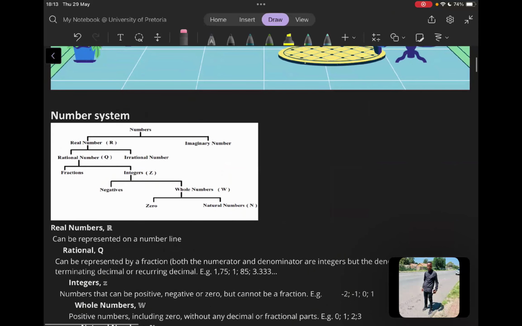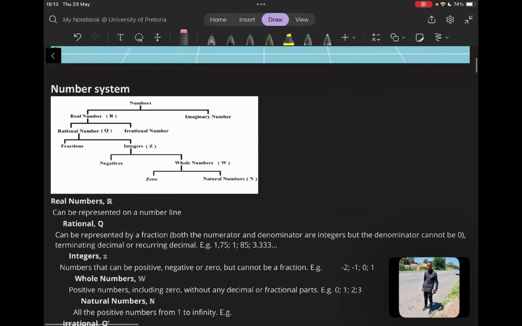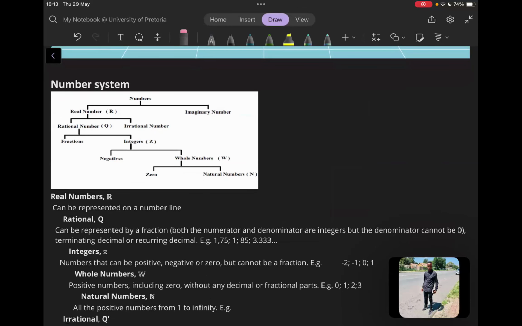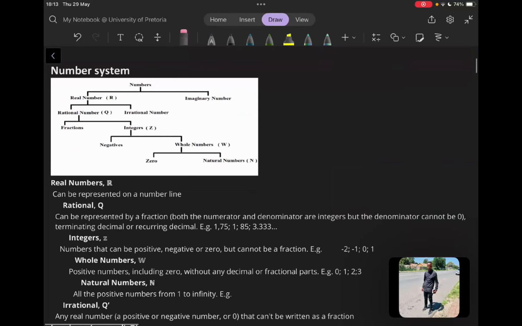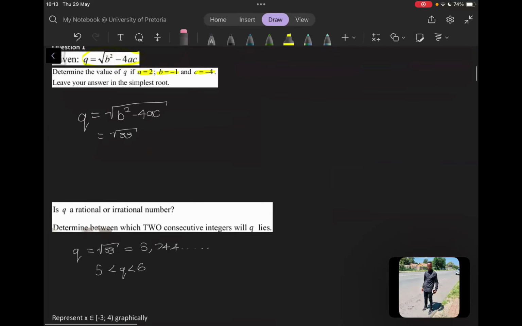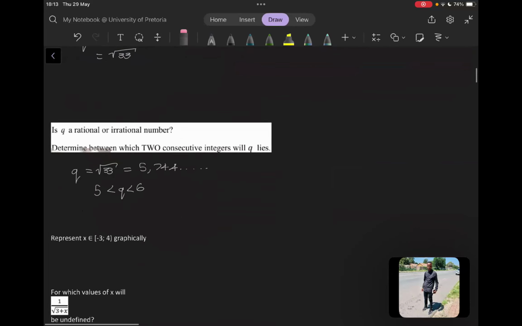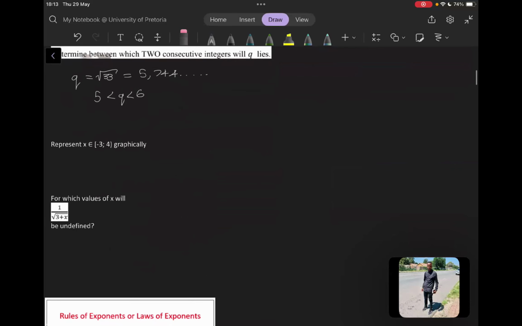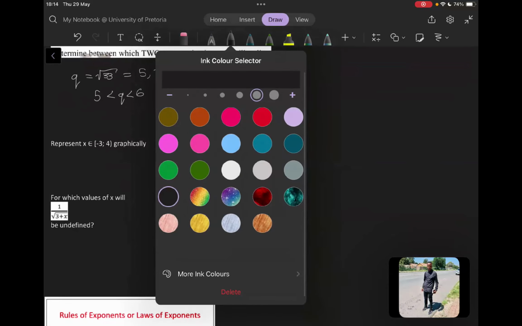I hope everybody is good and sorted with that. Let's move on to the following question. Represent x is an element of -3 to 4 graphically. Right, let's do that quickly.